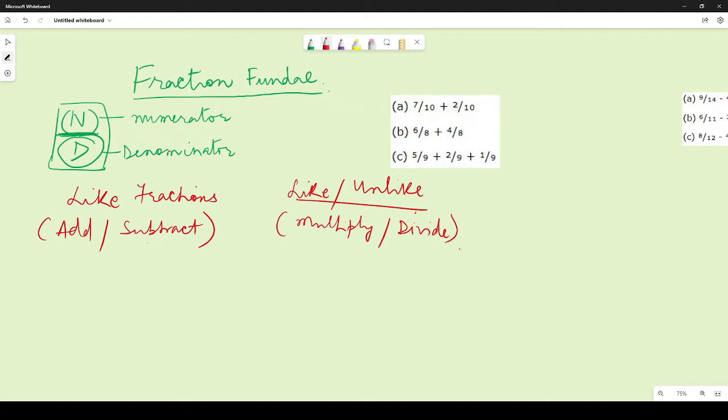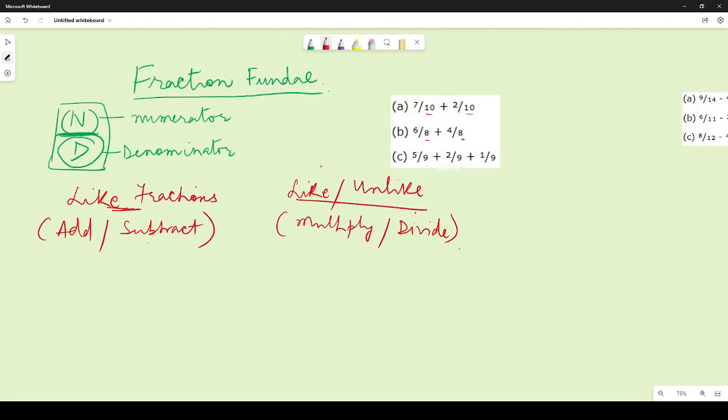But as far as addition and subtraction is concerned, the only way to do them is when they are like fractions. So what do we mean by like fractions? Like fractions simply mean that they have the same denominator. You can see it over here. The denominator is 10 in both of these fractions. The denominator is 8 in both these fractions. The denominator is 9 in all these fractions. So these fractions can be added or subtracted together.